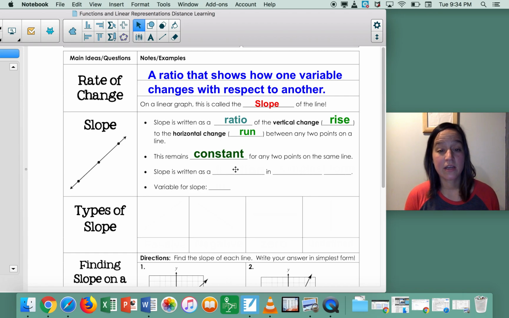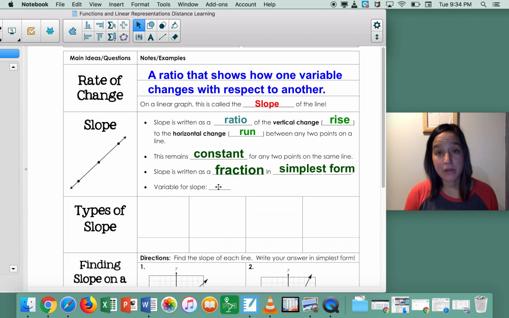Slope is written as a fraction. So it can also be a whole number, or an integer. When we talk about slope, the one thing we have to know is that it can't be a mixed number, because we are talking about a comparison between two numbers. So we're not making it into a mixed number. It's a fraction, and we keep it in simplest form.